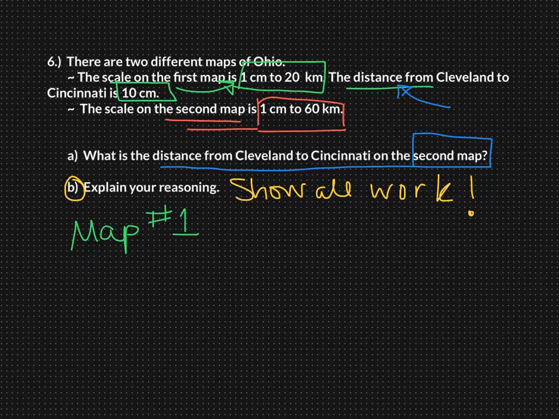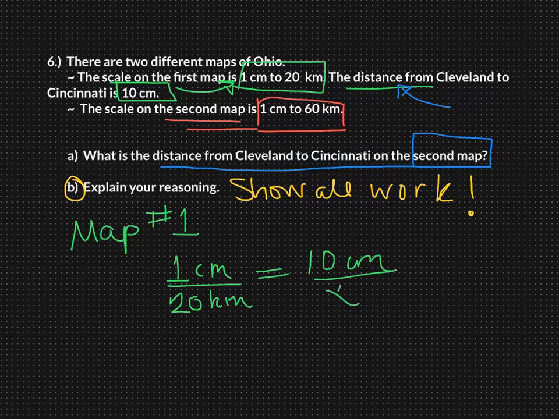And it tells us that it's 1 centimeter for every 20 kilometers. And then it tells us that on the map it's 10 centimeters for the distance. So therefore we are looking for this right here. We don't know how many actual kilometers it is.